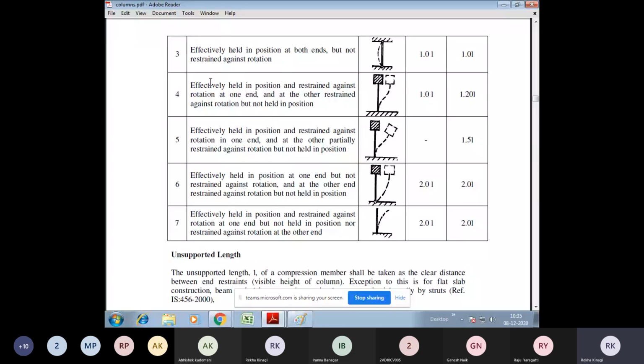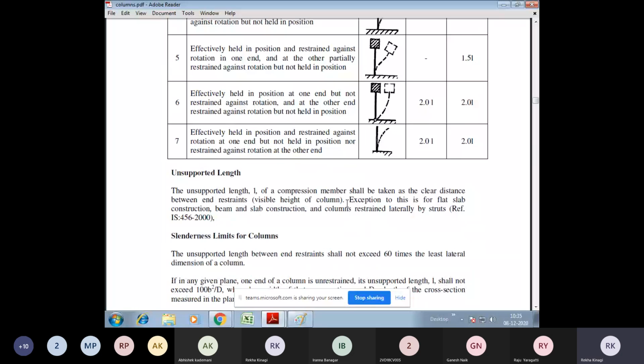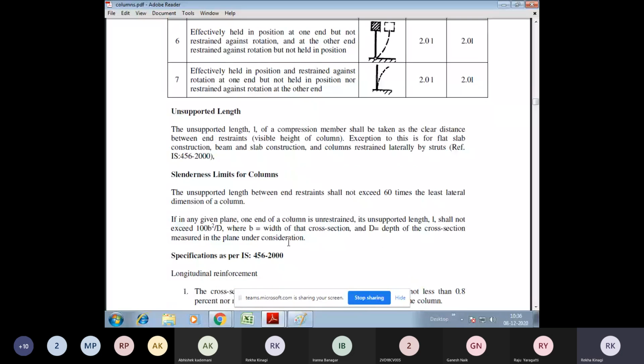Now coming on to the unsupported length. The unsupported length of the compression member shall be taken as the clear distance between the end restraints, and an exception to this is for flat slab construction. We are not going to study flat slab, so you can just consider that the unsupported length of a compression member shall be taken as the clear distance between the end restraints.